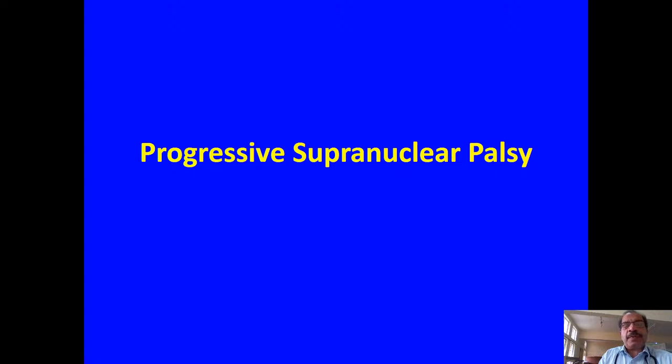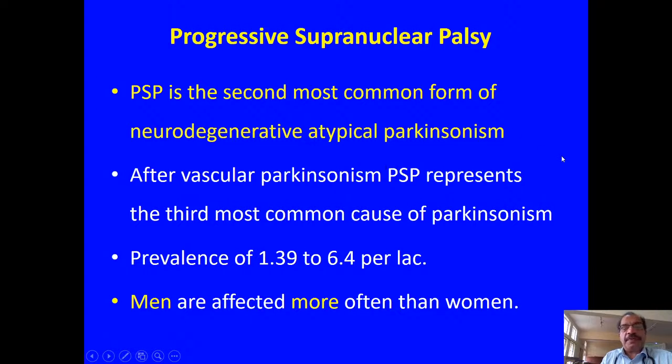Another Parkinsonism plus disorder is progressive supranuclear palsy, or PSP. So what is PSP? If you look at atypical Parkinsonism, this is second as far as neurodegenerative disorders affecting the motor system in the form of Parkinsonism are concerned. Parkinsonism may be because of an idiopathic reason, what is called Parkinson disease. It may be because of some etiology, like a vascular problem, some toxins, etc.